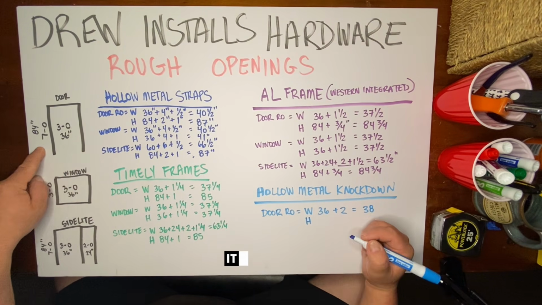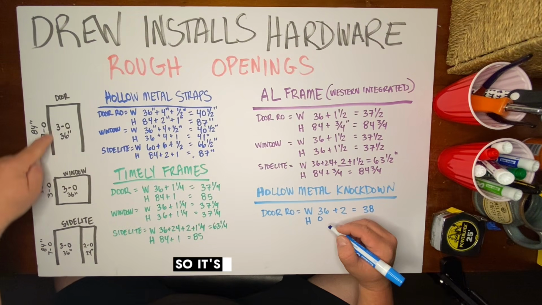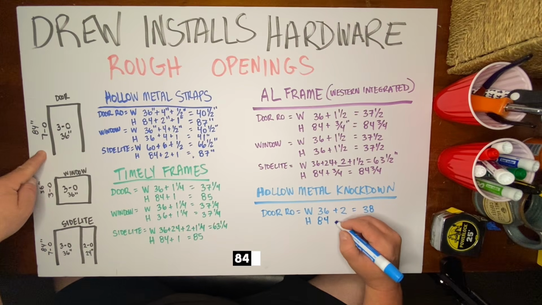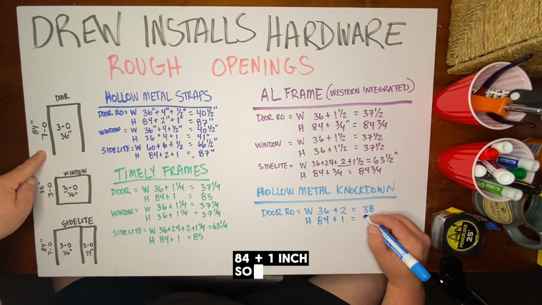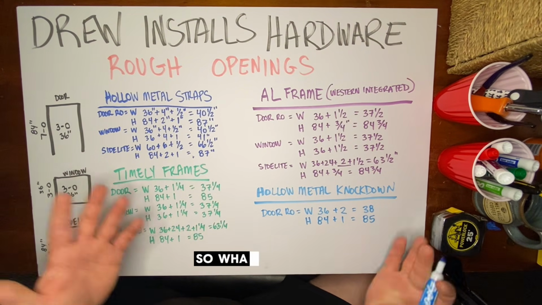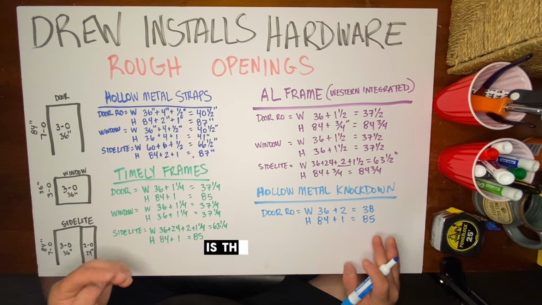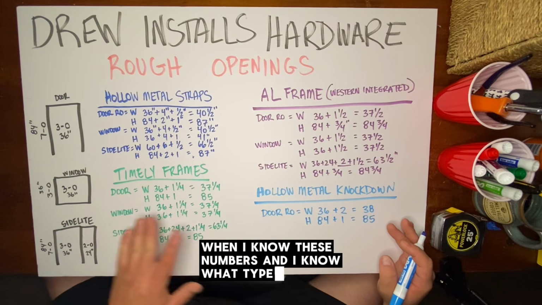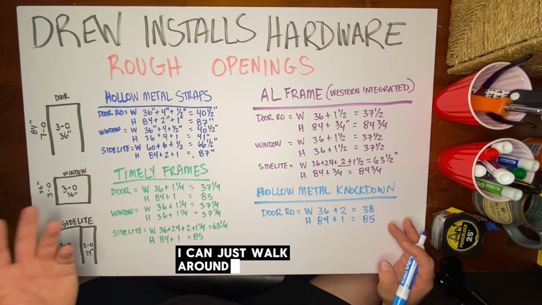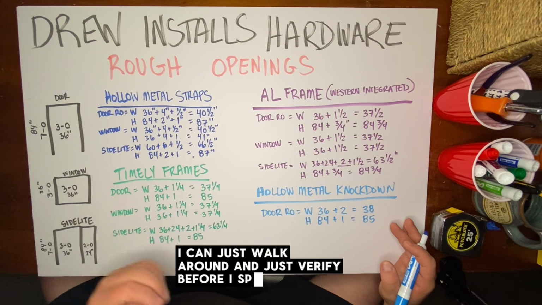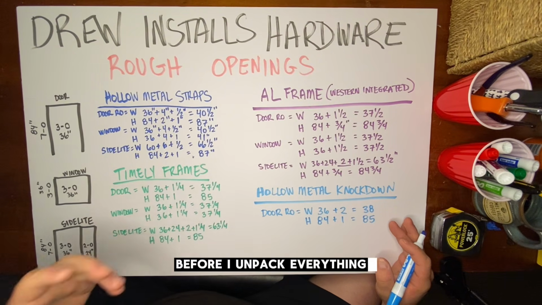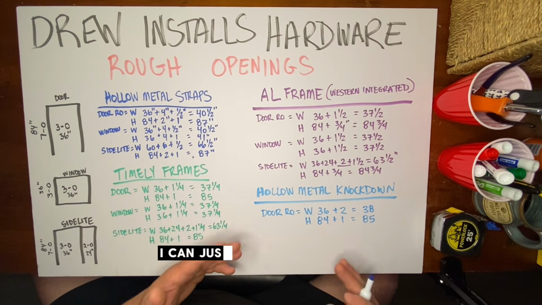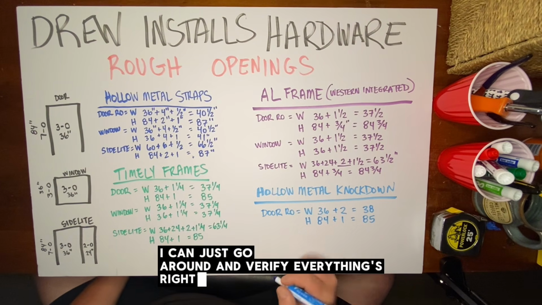For the height, it asks us to add 1 inch. So it's your nominal height, 84 plus 1 inch, so it's 85. So what's nice about knowing this is that if I got a job with a bunch of frames to set, when I know these numbers and I know what type of frame I'm setting, I can just walk around and verify before I spread everything, before I unpack everything, before I start kicking a bunch of stuff in. I could just go around and verify everything's right.